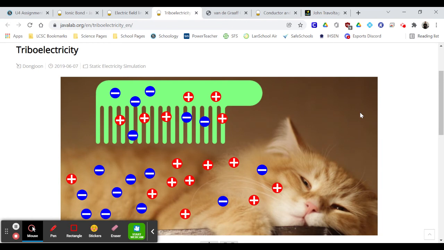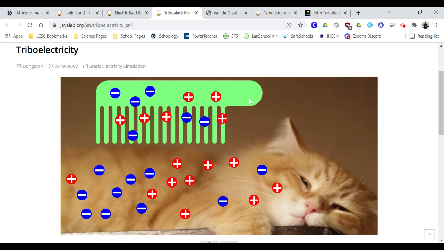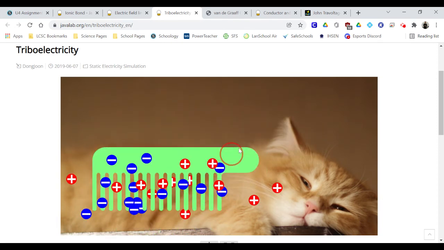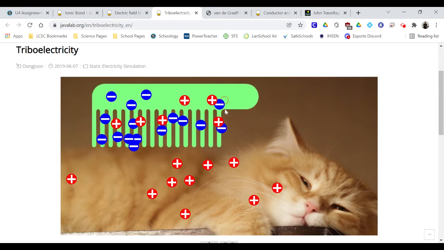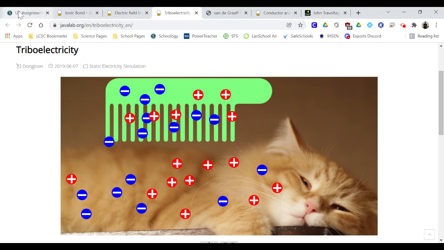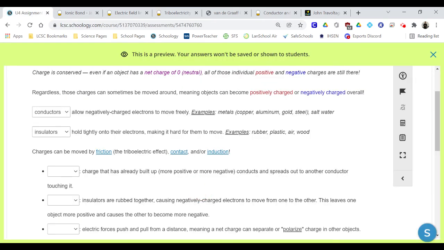Okay, so if you have something like a comb or a balloon, you rub it on a surface that has charge, you can sometimes pick up that charge. So as I comb through the cat's fur, I pick up those negative charges. You can also see this with a balloon rubbing against your hair, but this usually comes from two insulators rubbing together. Like this comb is made of plastic, and this fur or your hair is not really a great conductor of electricity.